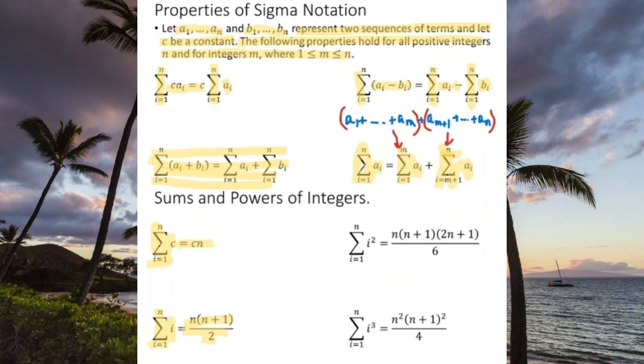The next property has us adding together the first n perfect squares, this being the sum from i equals 1 to n of i squared. This will equal n times n plus 1 times 2n plus 1 all over 6. And lastly, the sum of the first n perfect cubes. This will be the sum from i equals 1 to n of i cubed, and this will equal n squared times n plus 1 squared all over 4. We'll see how these can help us with very long sums in the next example.